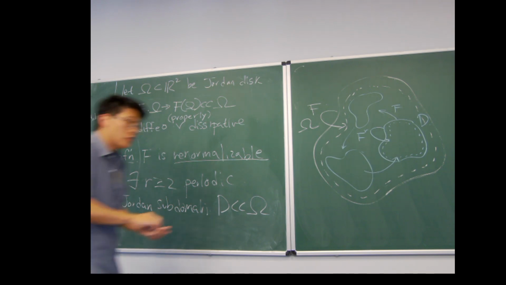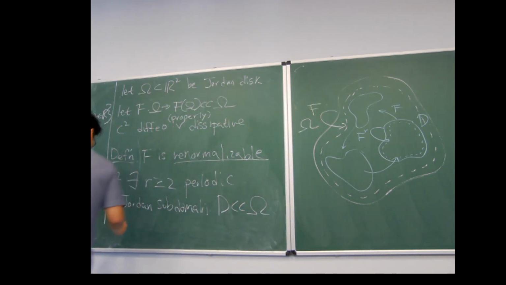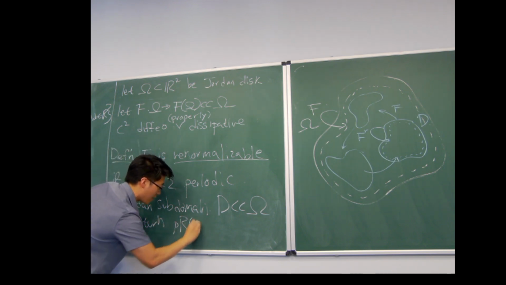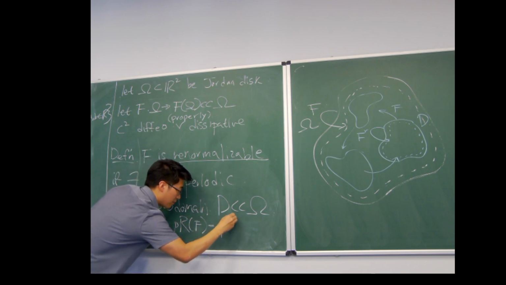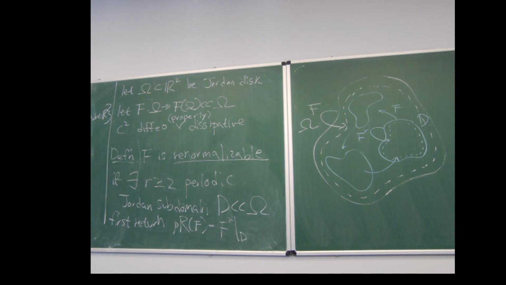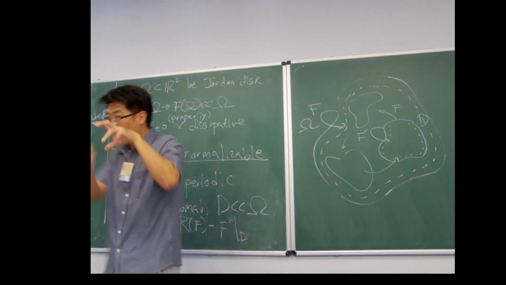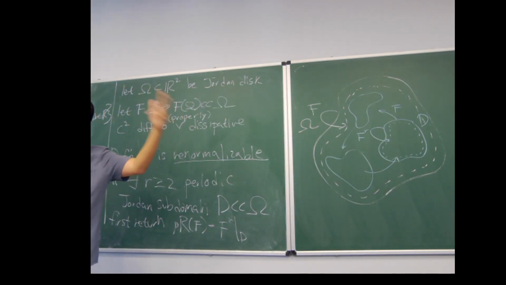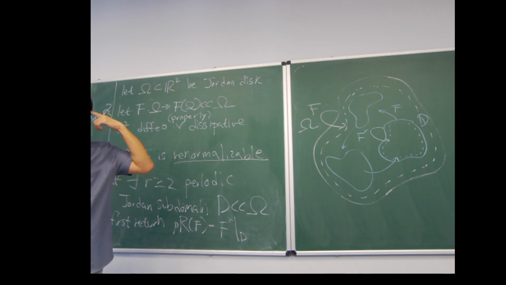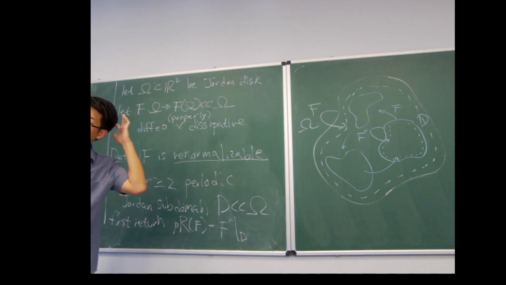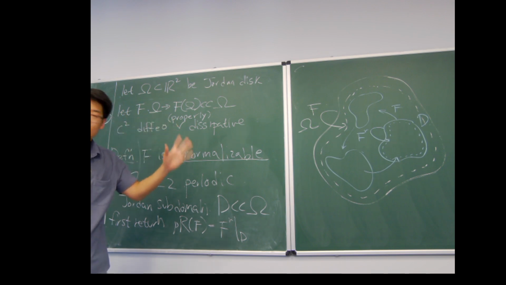And again, we can define the first return map, P_R of F, which is just the return map to this domain, like this. And if we want to avoid the sizes of the domain getting too small, we want to rescale it so that it is of some standard size. Here, let me be vague. Here, it's actually not enough to just make it affine. But we'll talk about this later.